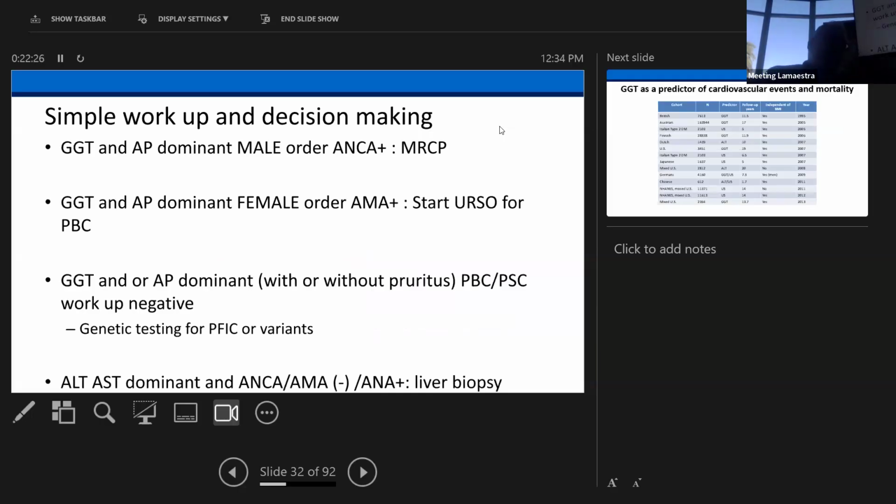If the GGT and ALK phos are dominant and it's a man, you're going to be thinking about PSC, get an ANCA, get an MRCP. If it's GGT and ALK phos dominant in a woman, you're going to order an AMA for PBC diagnosis. If somebody's AMA positive, they're cholestatic, they don't need a liver biopsy. You can just say they have PBC. But if they have fatty liver and PBC, they do need a liver biopsy. So this takes a little bit of some brain power and fine-tuning.